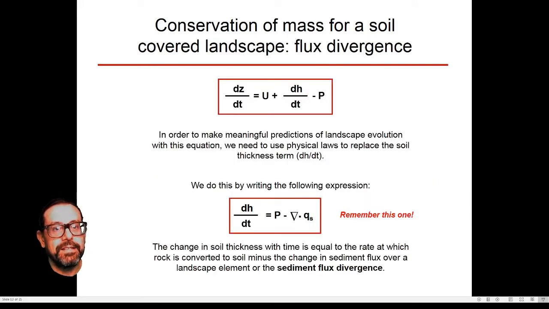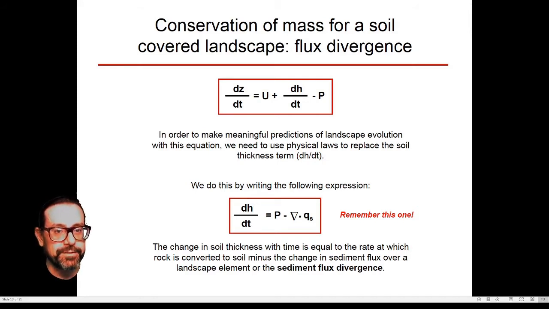So we can then take that very simple equation that we derived conceptually, which is the change in landscape elevation with respect to time being equal to the uplift rate plus the change in soil thickness with respect to time minus the soil production rate. We can take that and try to make predictions of landscape elevation change through time.